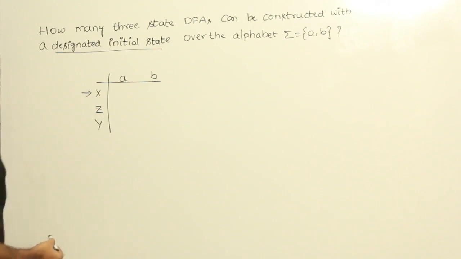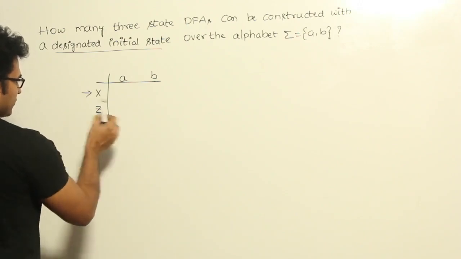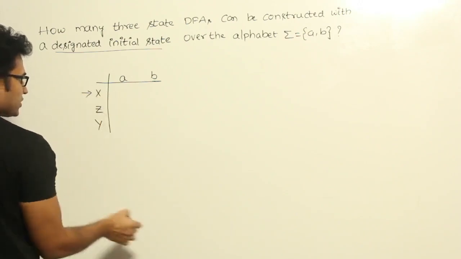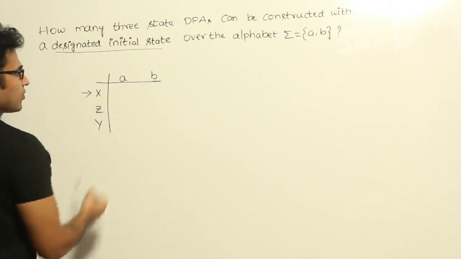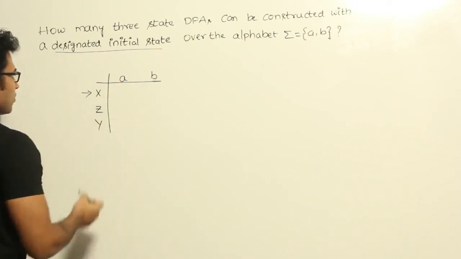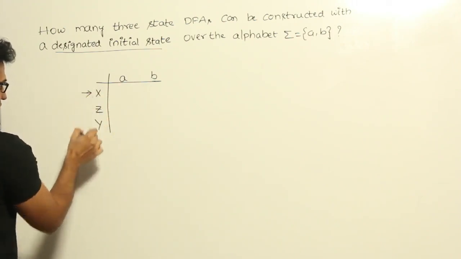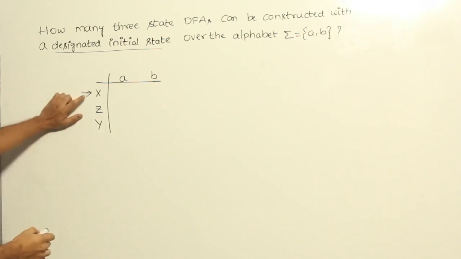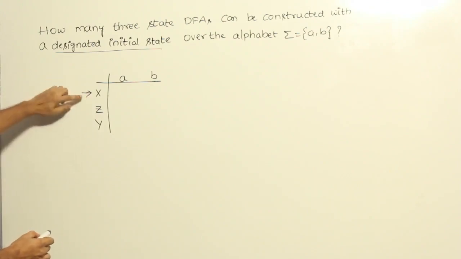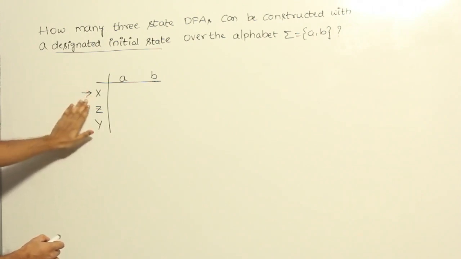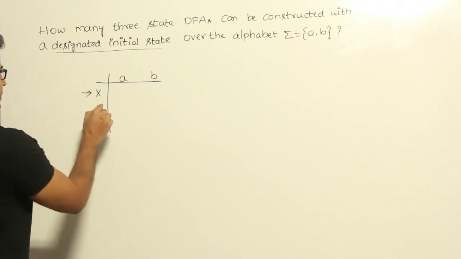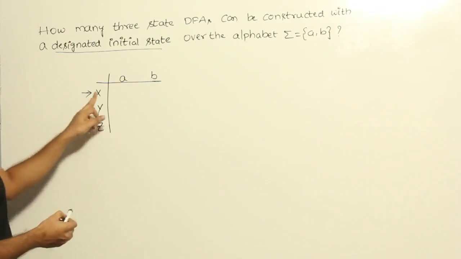So now see this. First we have to decide how many such structures we get, right? Once we get these structures, for each structure how many DFAs we get, right? So structures means I am talking about the final states. Since it is already given that one of the states has to be the initial state, I don't have any choice in changing the initial state to either Y or Z, right? So the initial state should always be fixed as Y.